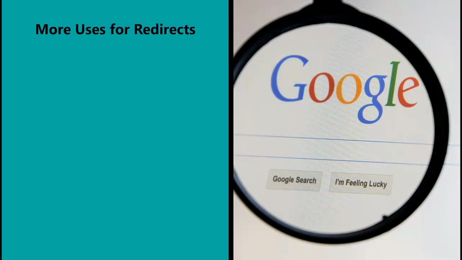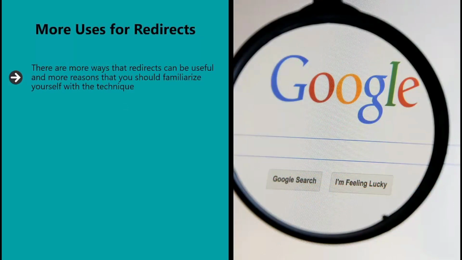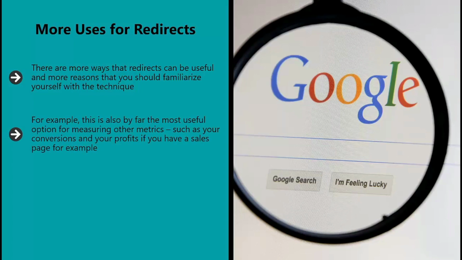More uses for redirects. There are more ways that redirects can be useful and more reasons that you should familiarize yourself with the technique. For example, this is also by far the most useful option for measuring other metrics, such as your conversions and your profits if you have a sales page, for example. In other words, if it's not ranking that you're testing for, then you can happily use the redirect method and then see whether this impacts on the way that users engage with your site. We'll talk more about this later in the training.